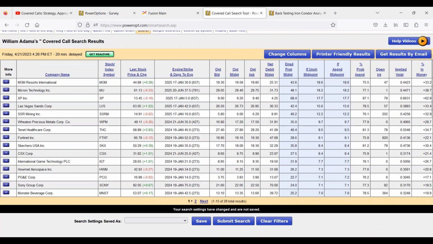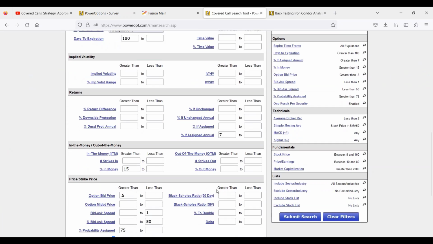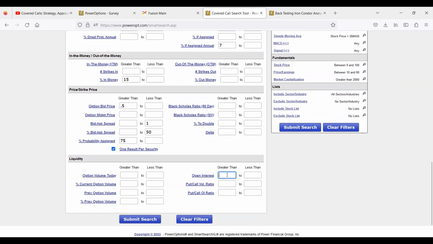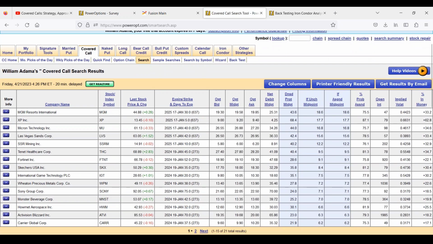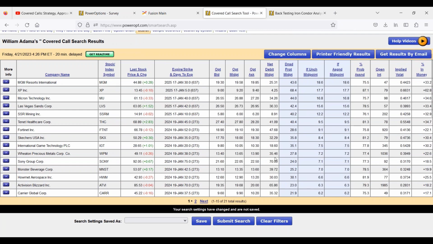Let me take down Wheaton first, WPM. All right, and now we'll put in our greater than zero open interest. We might even put something better than that. Let's put in an open interest of greater than 5. We'll take out that one we saw. Okay, so we still have 21 results. I know that's not what you probably saw earlier this week, midweek, or maybe even this morning. I don't know, Mike. I'll have to keep an eye on it, but to me, this is a reasonable list.